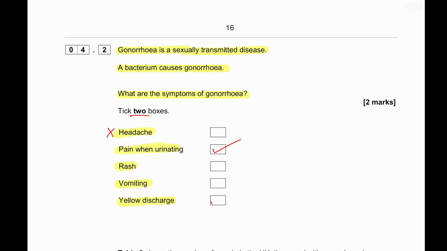Yellow discharge is the correct point for gonorrhea. Vomiting and rash are not part of gonorrhea. They are part of other diseases. For example, rash can be from measles. Headache can be from fever, or vomiting can be induced due to food poisoning. So they are not the symptoms for gonorrhea.